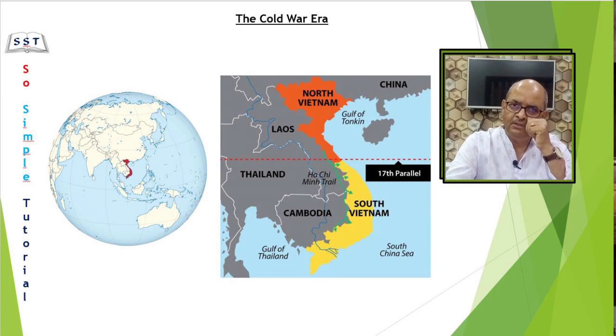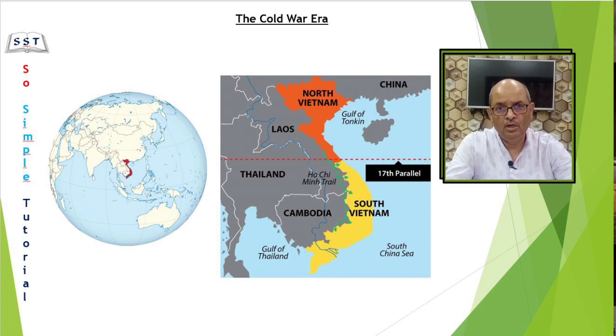Let me briefly give the background. Indochina was a French colony. Indochina means Vietnam, Laos and Cambodia. In 1941, the Japanese ousted the French from this region and held it until 1945. The Vietnamese, led by Ho Chi Minh, set up the Republic of Vietnam in 1945. The French tried to regain control over these territories since the Japanese were defeated in the Second World War.